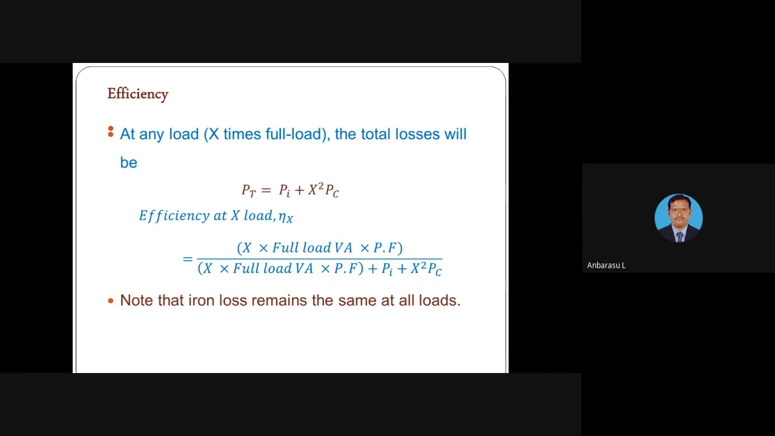Finally, efficiency at x load conditions, that is eta x, equals x into full load VA into power factor divided by x into full load VA into power factor plus iron losses plus x square Pc. That is the variable copper losses. It is output power divided by output power plus losses. But only for the copper loss do we mention x square into Pc. That is for any load conditions. In this formula, the iron losses always remain the same at all load conditions.